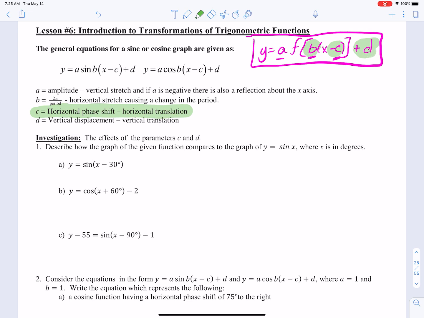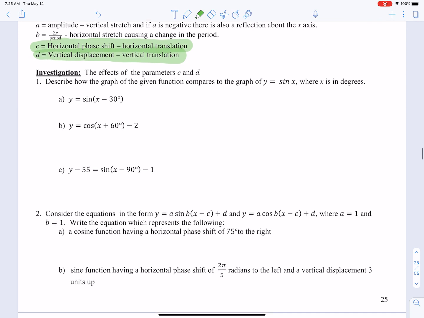And d was a vertical translation, d units up. Well, we now call it vertical displacement. And again, it means the exact same thing. It's just different words in trig. So let's take a look at a couple of examples.